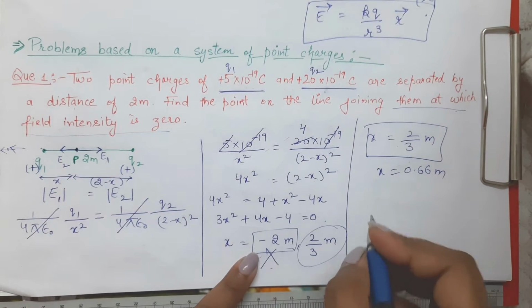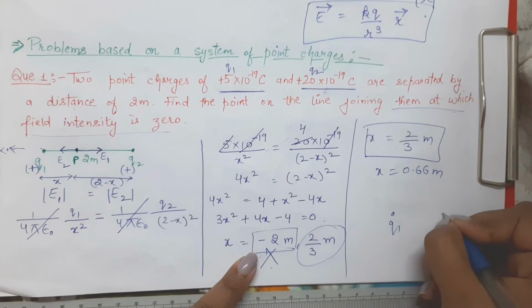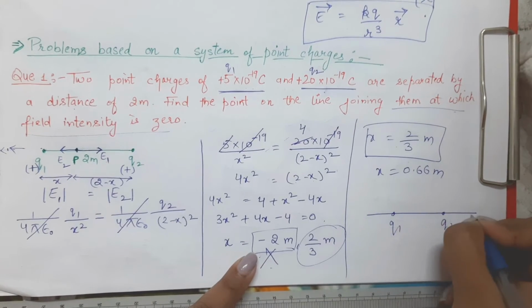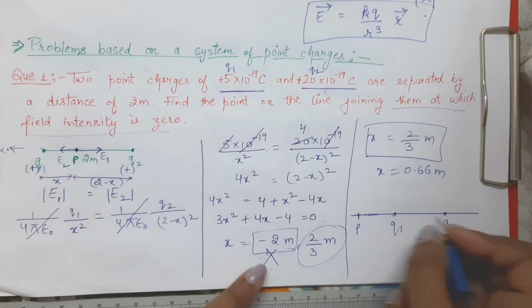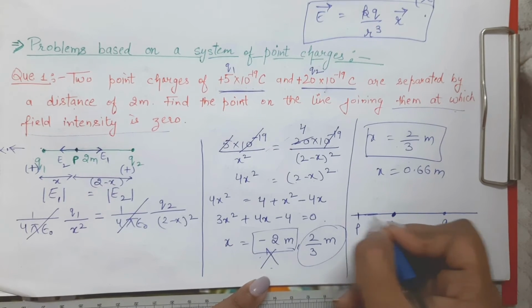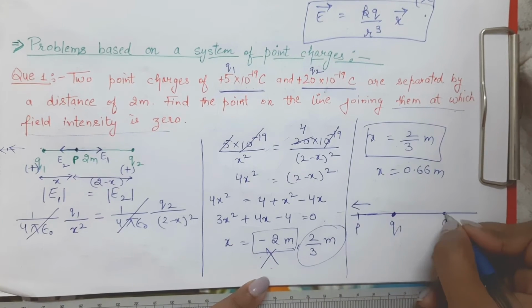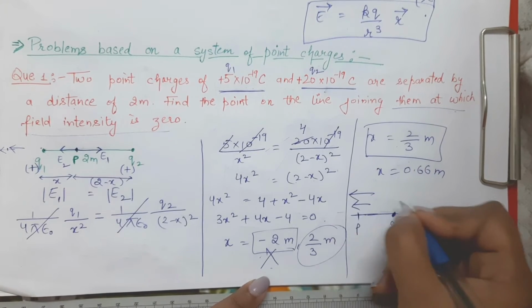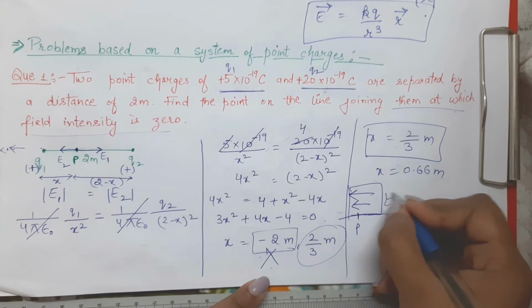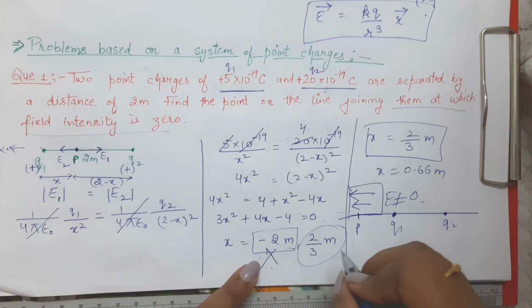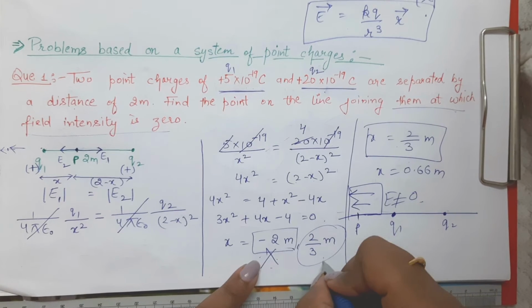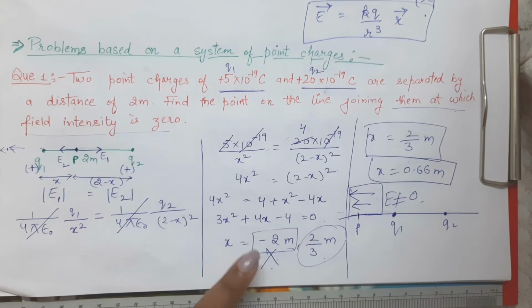This cannot be the answer, because suppose this is Q1, this is Q2, and we are saying we want it at minus 2 meter, so somewhat here P should lie. Due to Q1, because this is positive charge, field will be in this direction, and due to Q2 also field will be in this direction. They will add up and electric field cannot be 0 at this point. So that's why we cannot have this answer. We will be having this as the final answer. Okay, so this will be the final answer.